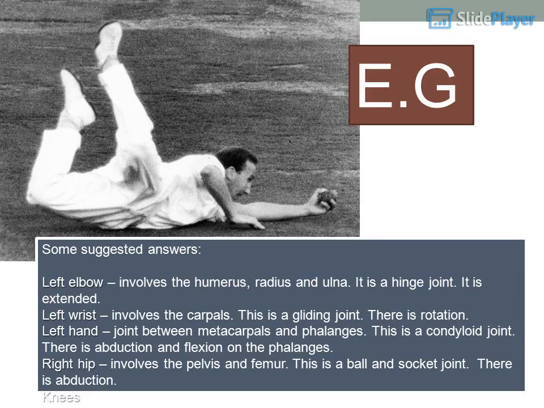Left elbow involves the humerus, radius and ulna. It is a hinge joint. It is extended. Left wrist involves the carpals. This is a gliding joint. There is rotation. Left hand joint between metacarpals and phalanges. This is a condyloid joint. There is abduction and flexion on the phalanges. Right hip involves the pelvis and femur. This is a ball and socket joint. There is abduction. Knees involve the femurs, tibias and fibulas. These are hinge joints. There is flexion.